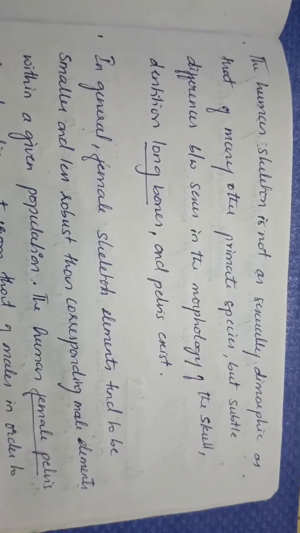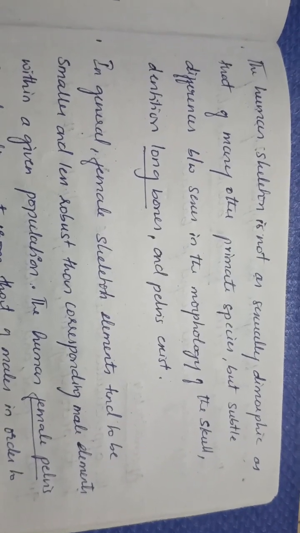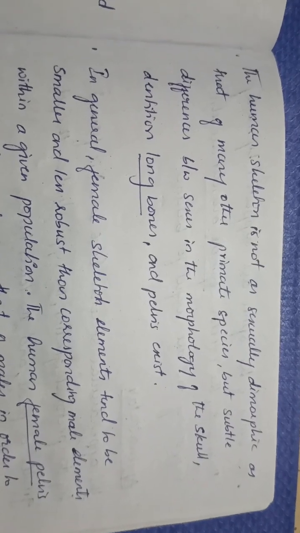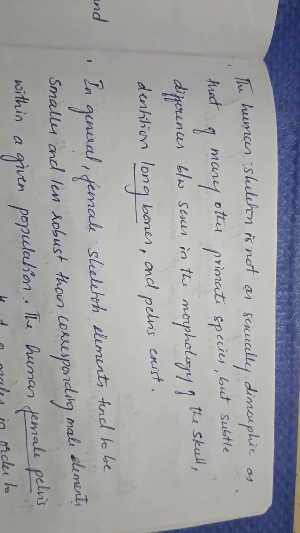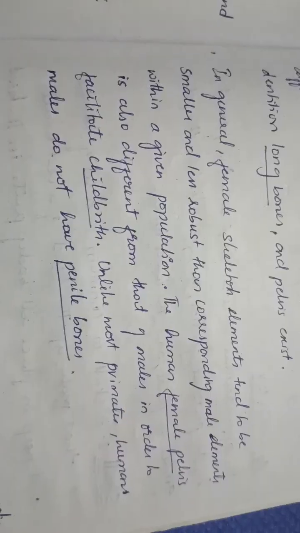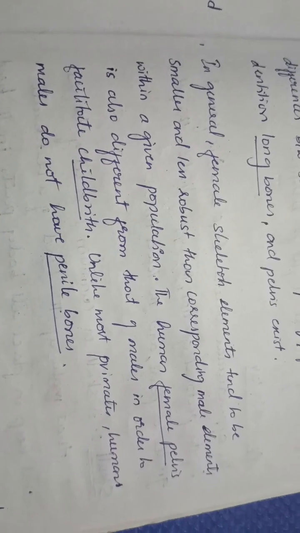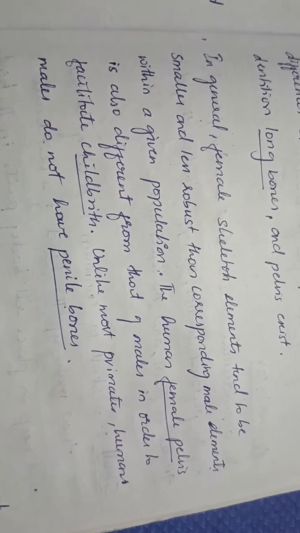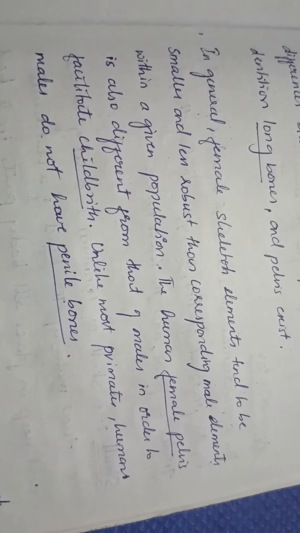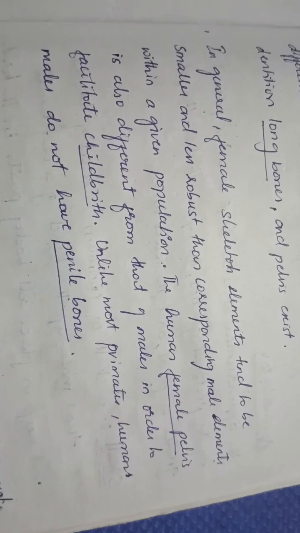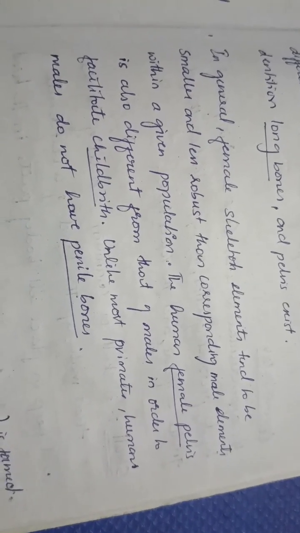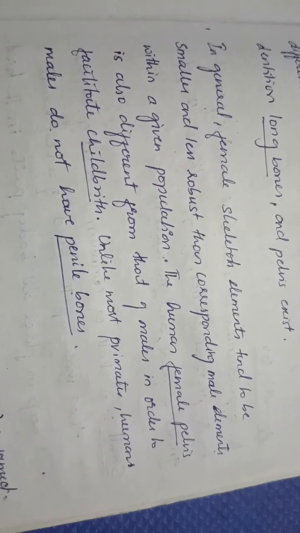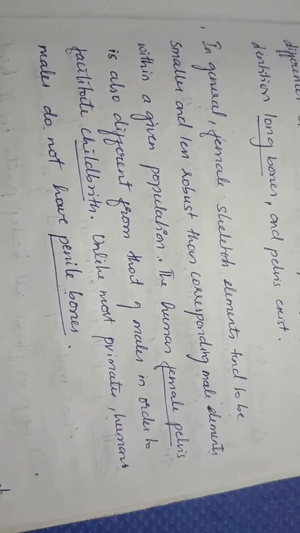The human skeleton is not as sexually dimorphic as that of many other primate species, but there are subtle differences between sexes in the morphology of the skull, the dentition, long bones, and pelvis. In general, female skeletal elements tend to be smaller and less robust than corresponding male elements within a given population. The human female pelvis is also different from that of the male in order to facilitate childbirth. Also, unlike most primates, human males do not have a penile bone.